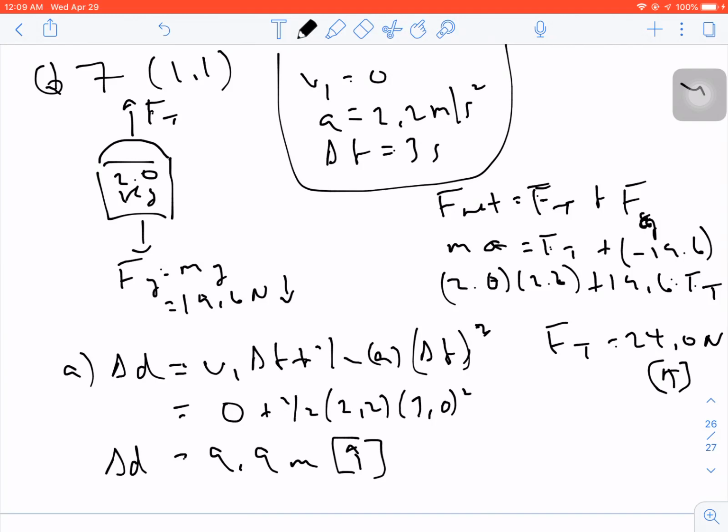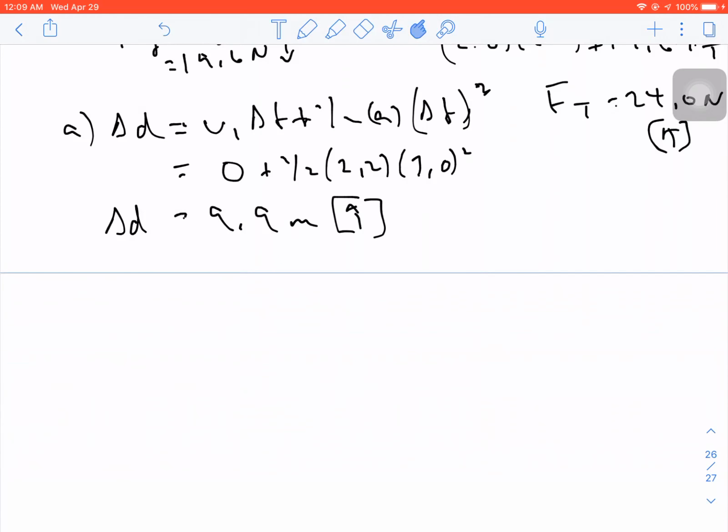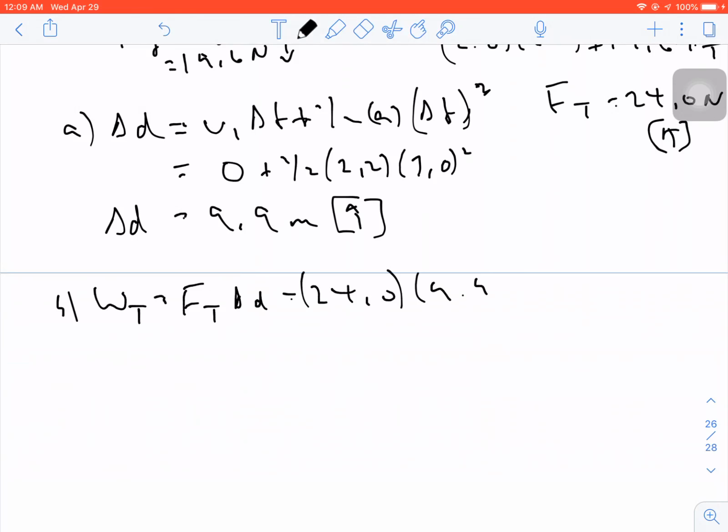Okay. Part B of that question says calculate the work done by each force. Okay, so let's scroll this up a little bit. And for B, let's look at the work done by the string. It's going to be the force of the string times the distance. The force of the string is 24 newtons up, times my distance of 9.9 meters in the same direction, and I end up with an answer of 238 joules.